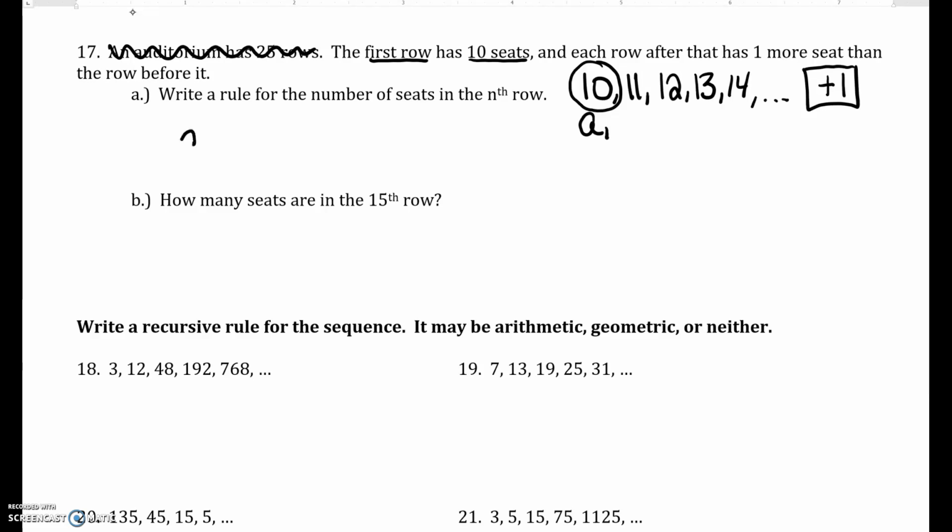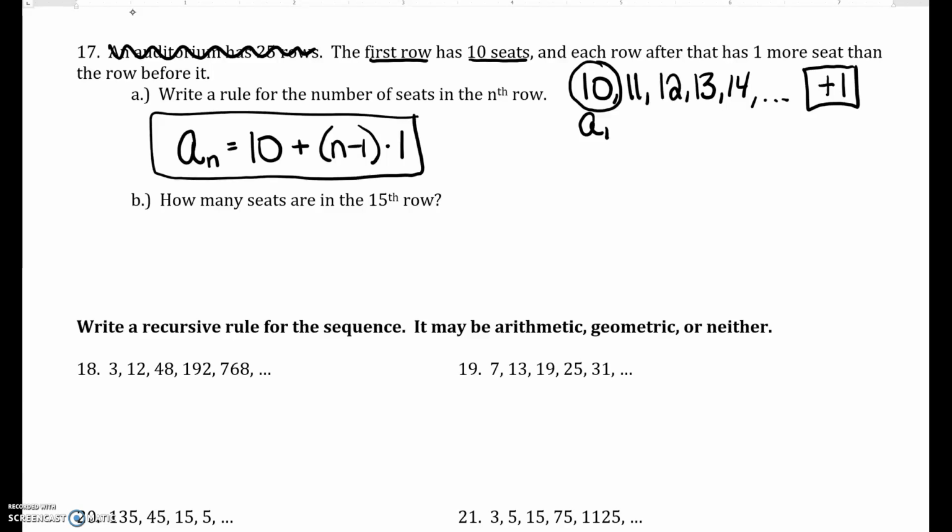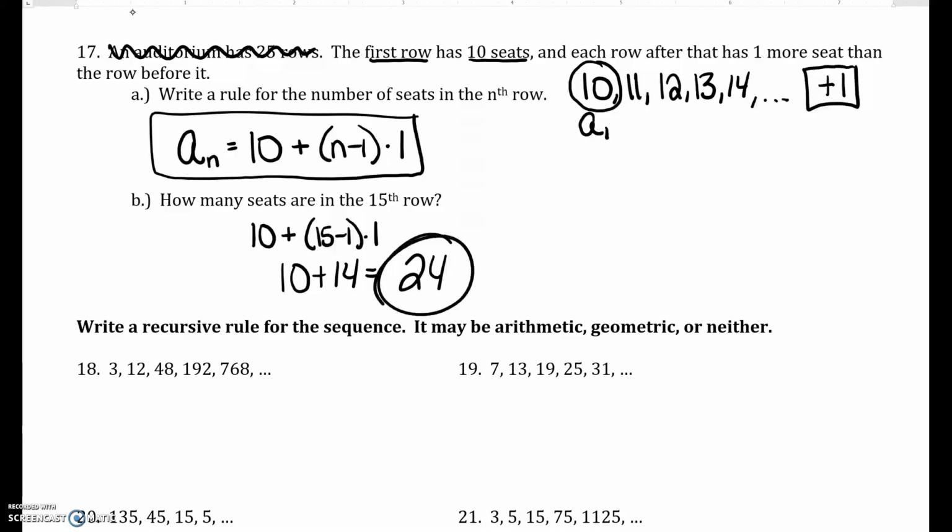It's kind of scary. The nth term is the first term 10 plus n minus 1 times the common difference 1. You could distribute and combine like terms, but quite frankly, if you have this written down for 17A, I would count that correct on the test. For B, you'd plug 15 into it. So 10 plus 15 minus 1 times 1. 15 minus 1 is 14. 14 times 1 is 14. So 10 plus 14 is 24. There are 24 seats in the 15th row.